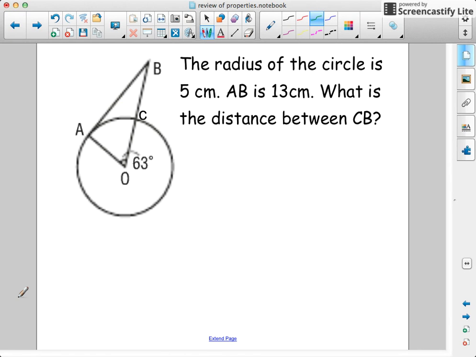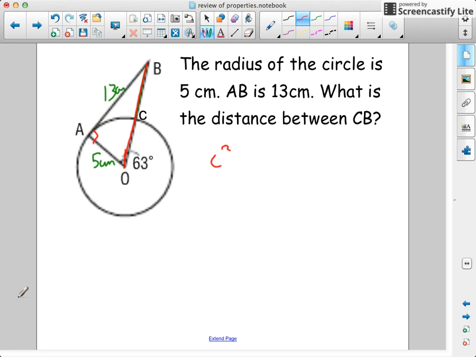Here's one using Pythagorean theorem. So the radius of the circle is 5 centimeters. I'm going to label that. AB is 13 centimeters. What is the distance between C and B right here? Well, I need to start by just finding the entire distance of this. There's my 90 degrees. That means this is the hypotenuse in my right triangle.